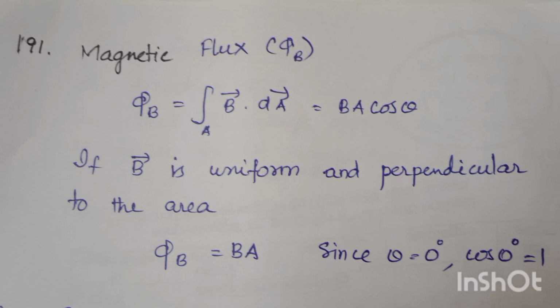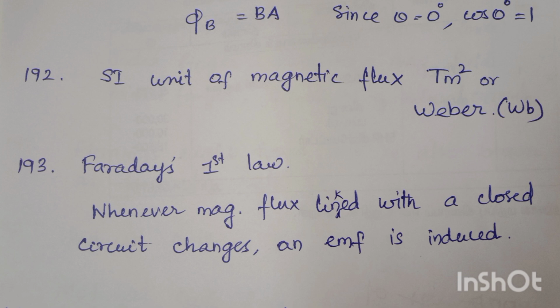Formula part 4 பார்க்க போகிறோம். Magnetic flux phi B is equal to integral B vector dot dA vector is equal to BA cos theta. If B vector is uniform and perpendicular to the area, then phi B is equal to BA, since theta is equal to 0 degree, cos 0 degree is equal to 1. Then SI unit of magnetic flux, Tesla meter square or Weber.